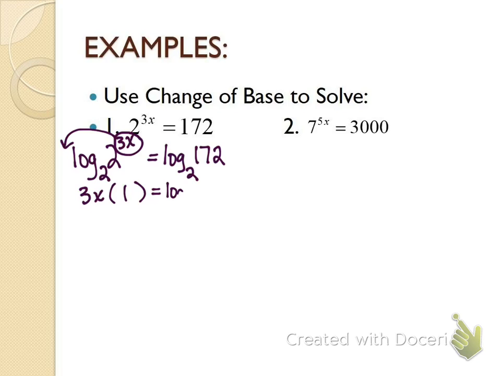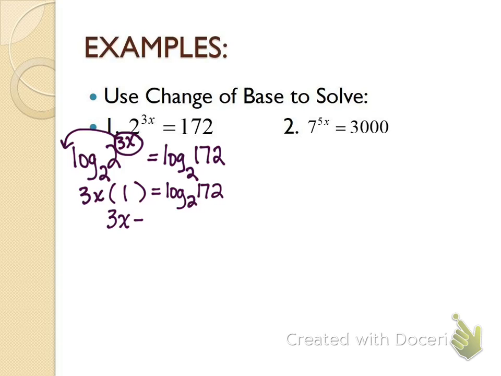Equals, and we can just leave this side alone for right now, log base 2 of 172. Do we have questions about that step? It's like the first big step. Move the power out in front. If you have log of a number that matches the base, it simplifies to just be 1. The log is gone. Now if I take 3x times 1, what do I get?